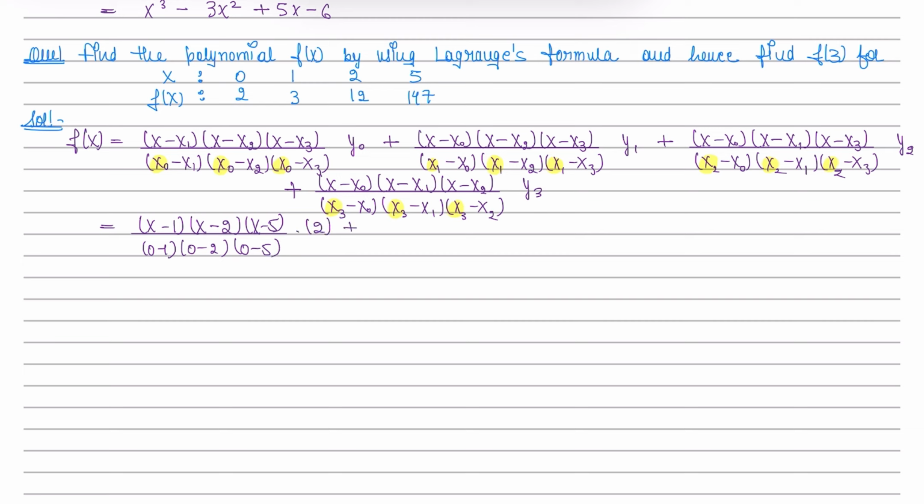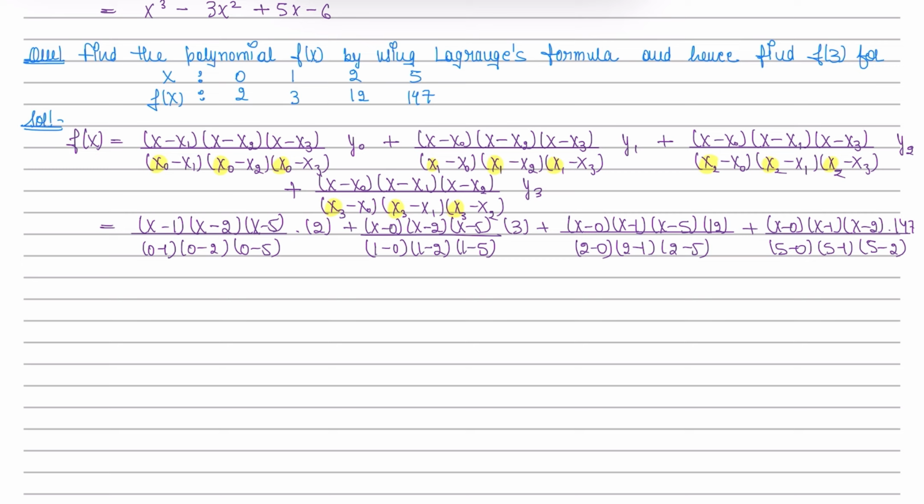Similarly, the rest of the terms will be, after simplifying, this will become x cube plus x square minus x plus 2. This is our final Lagrangian polynomial. Using this polynomial, we have to find out the value of f of x at 3. So, the value of f of 3 will be 27 plus 9 minus 3 plus 2, which is 35.